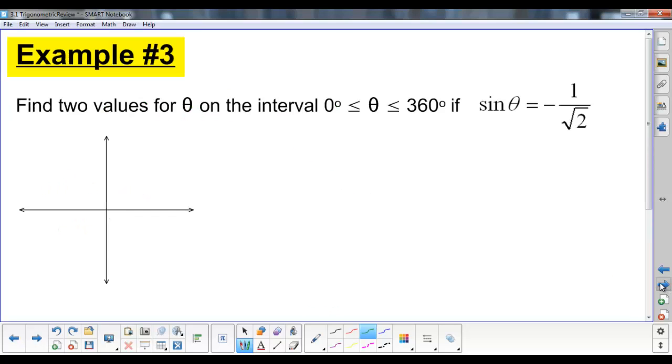Okay, so we will now move on to example 3. This time we are not given the angle theta. We have to find the angle theta. Okay, so we want to find two values for theta on the interval between 0 and 360 degrees. So basically in this circle. So the first thing we want to do is take a look at the sign of our ratio here. That will determine which quadrant we are going to draw our lines in.